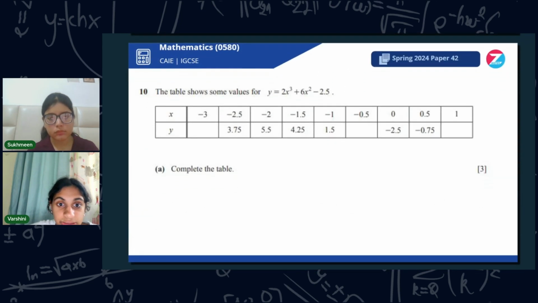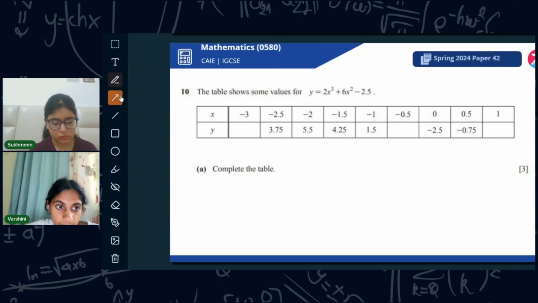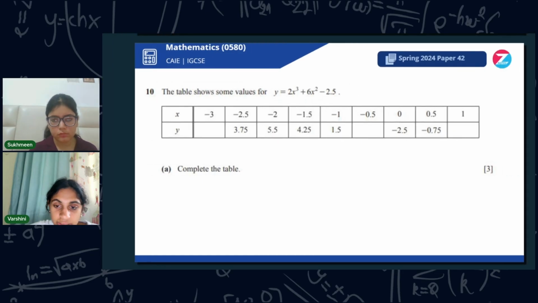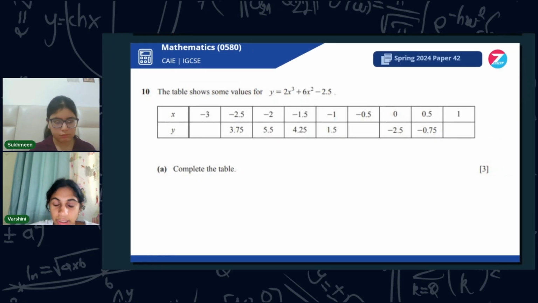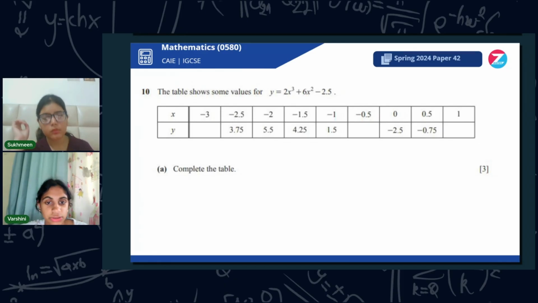Okay, the table shows some values for y equals 2x cubed plus 6x squared minus 2.5. Complete the table. For this part, all we need to do is substitute the x value into this equation. You don't really need to show any of your working for this, but for the sake of this, I'll show you.